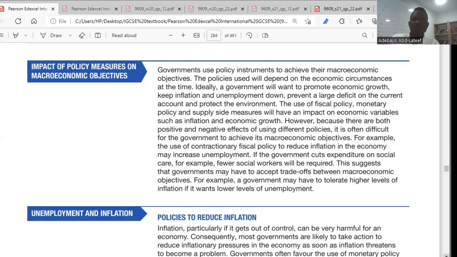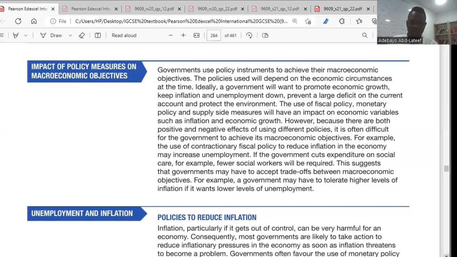Ideally, a government will want to promote economic growth, keep inflation and unemployment down. These are macroeconomic objectives. Prevent a large deficit on the current account, which is also another macroeconomic objective, and protect the environment. So the use of fiscal policy, monetary policy, and supply side measures will have an impact on economic variables, such as inflation and economic growth. However, because there are both positive and negative effects of using different policies, it is often difficult for the government to achieve its macroeconomic objectives.